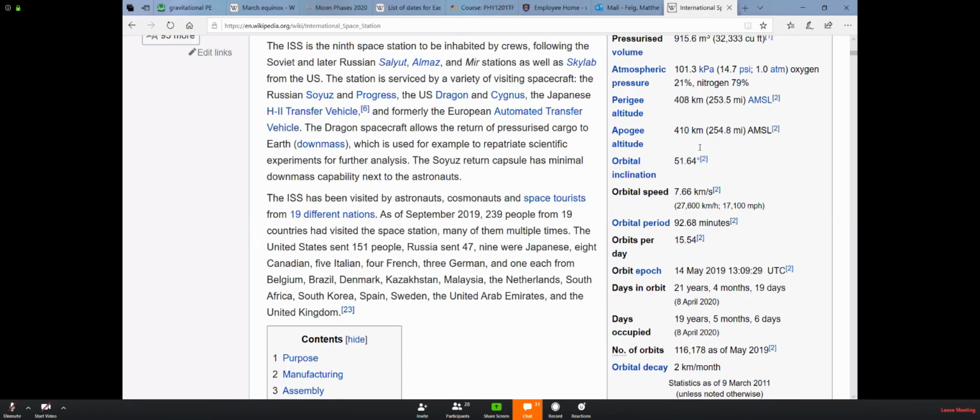It's very easy if you have an acceleration to calculate this number, and it's very easy once you have the speed to find the time, because we know the radius. We know the radius, not of the Earth, the radius of the orbit is what matters here.